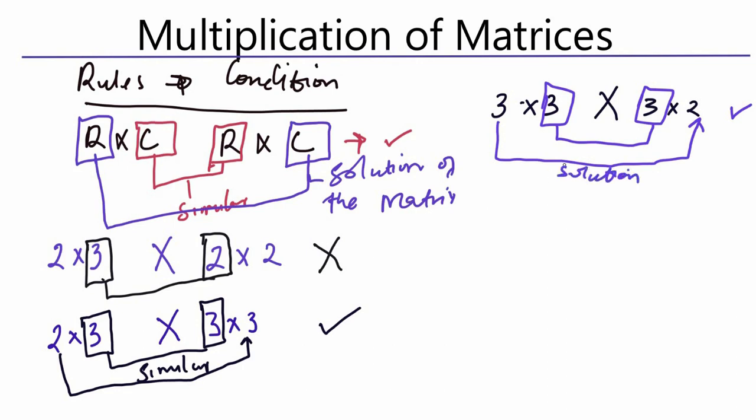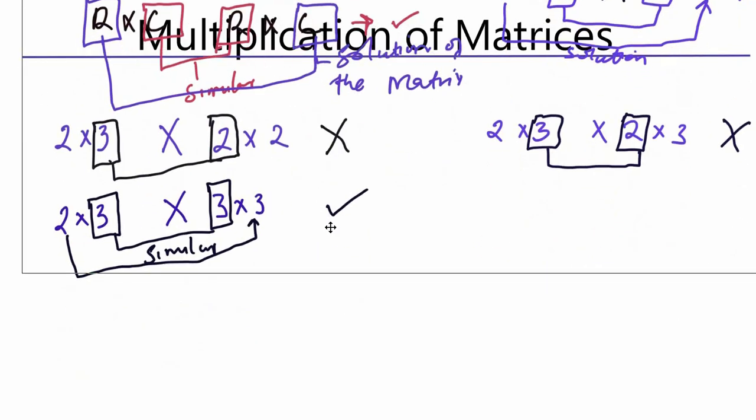Now one last example. If we have something like maybe a 2 by 3 matrix, and we want to multiply it by a 2 by 3 matrix, then again the number of columns in the first matrix, compare it with the number of rows in the second matrix. These two are not similar, therefore these matrices cannot be multiplied together.